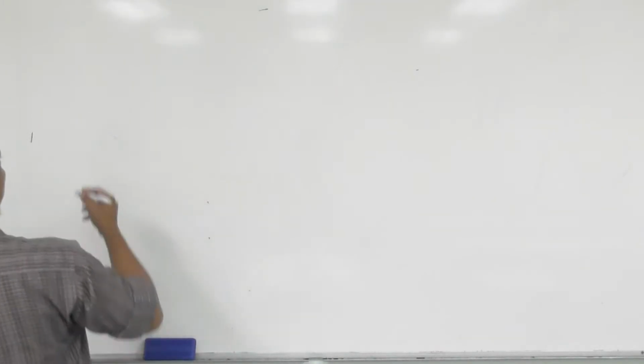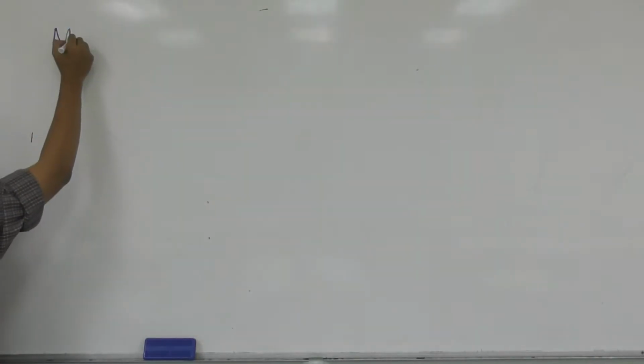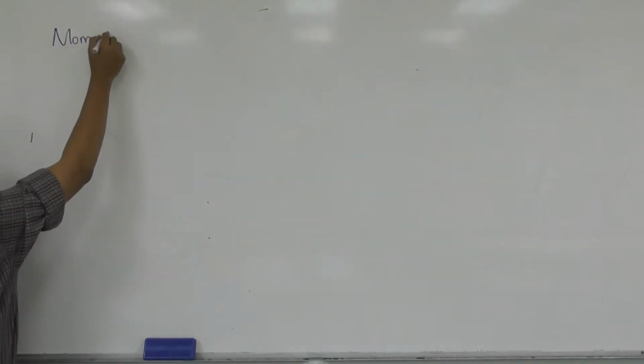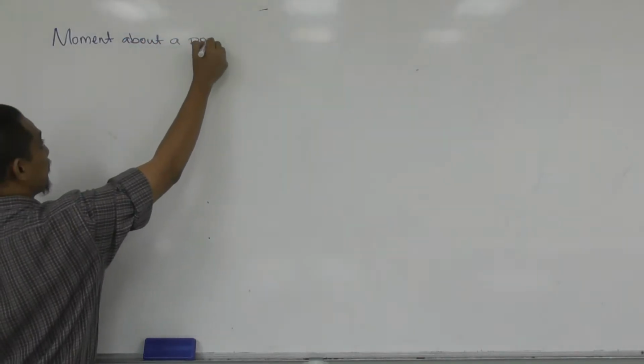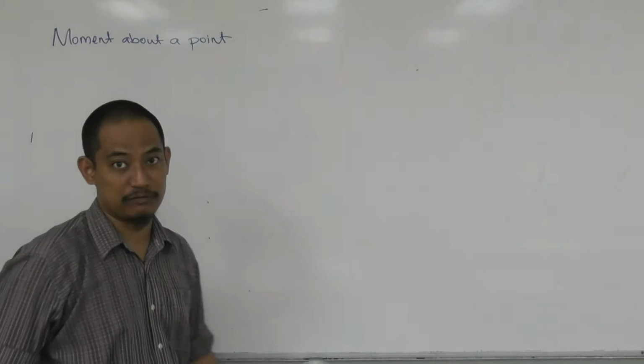So we are still in chapter 4. Right now is 4.5, which is moment about an axis. We have covered in the previous recording, in the previous section, moment about a point. So just to recap, we have covered moment about a point.